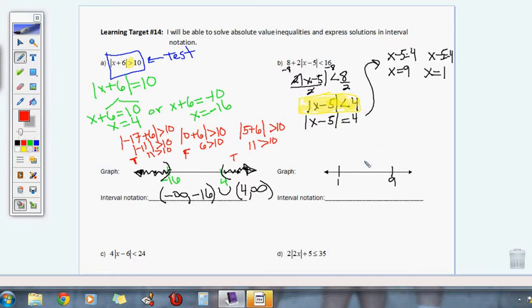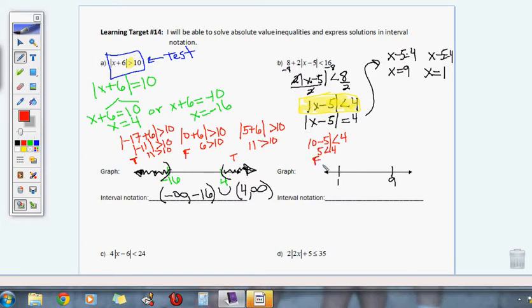If I test 0 on this problem, 0 is actually in this region over here. So when I test 0, that's going to be 0 minus 5. And then I'm looking up at the highlighted part here, less than 4. So that's actually negative 5, but when we take the absolute value, it's positive 5. Is positive 5 less than 4?